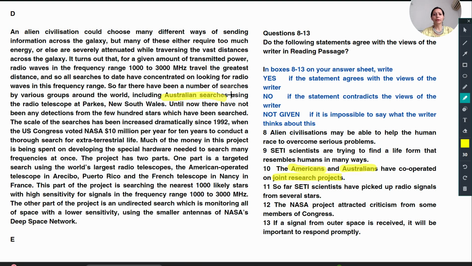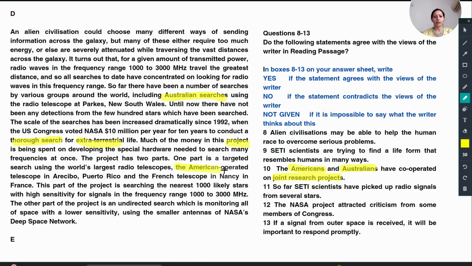So far, there have been a number of searches by various groups around the world, including Australian searches using the radio telescope at Parkes, New South Wales. Until now, there have not been any detection from the 100,000 stars which have been searched. The scale of the searches has been increased dramatically since 1992, when the US Congress funded the project per year for 10 years to conduct a thorough research for extraterrestrial life. Okay, much of the money in this project is being spent on developing special hardware to search.